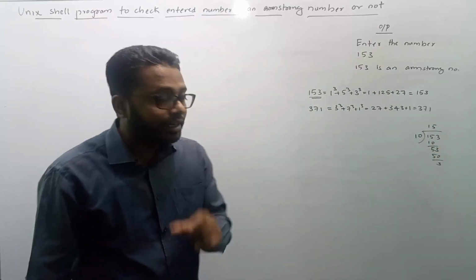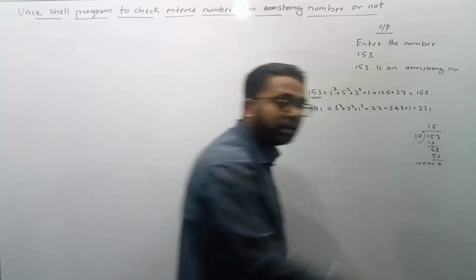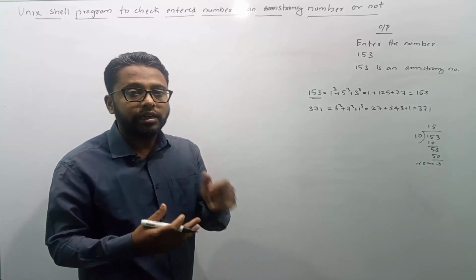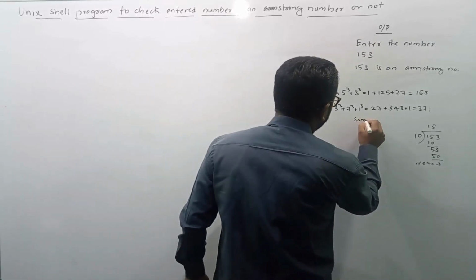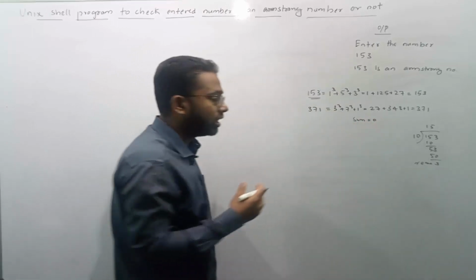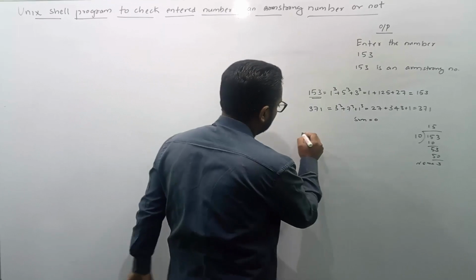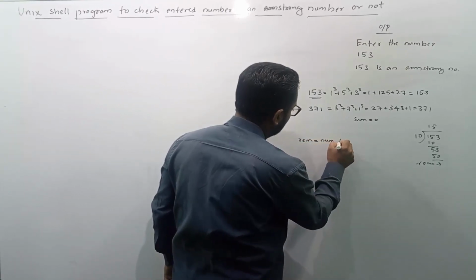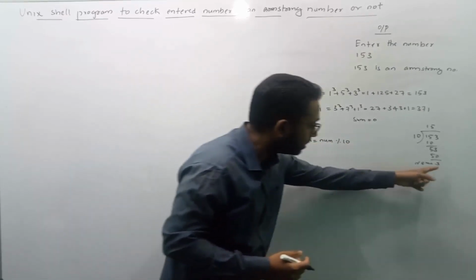Okay, so I need to make the cube of this remainder, and I need to add that answer to another variable. So I will create one more variable with the name sum, and I will initialize it with the value 0. Here I have got the remainder, so I will write down that step. Remainder is equal to num mod 10. With this step we will get the remainder, which is 3.